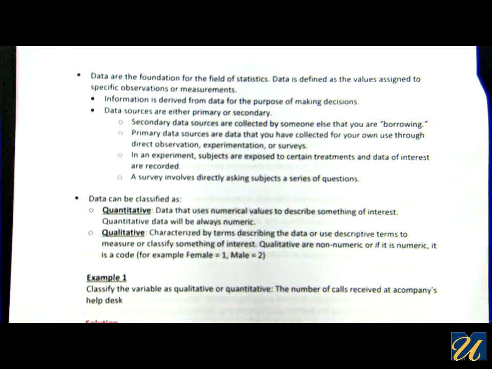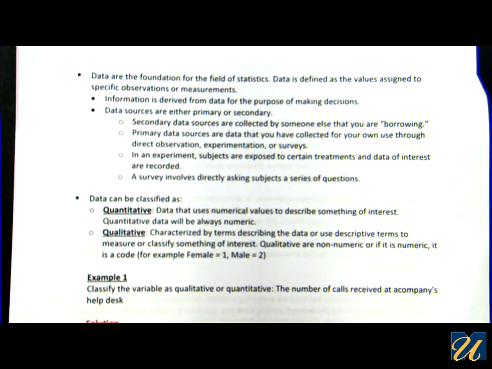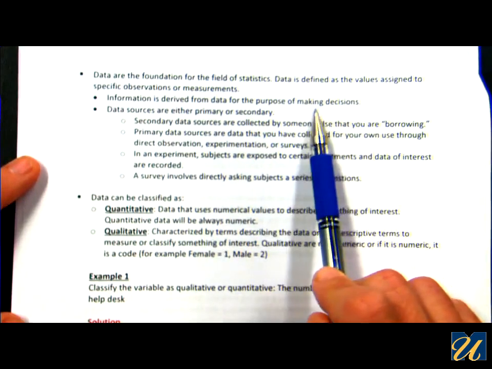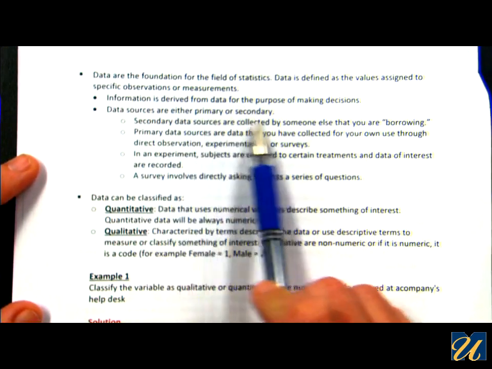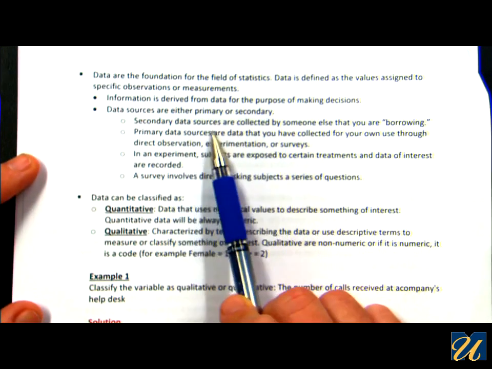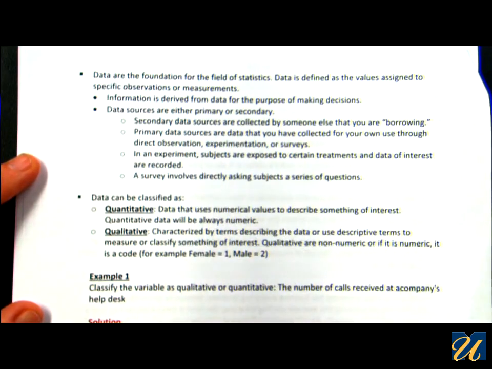Now, data are the foundation for the field of statistics, as you probably already know. Data is defined as the values assigned to specific observations or measurement. Information is derived from data for the purpose of making decisions. Data sources are either primary or secondary. Secondary data sources are collected by someone else. You're basically borrowing information already collected by someone else.